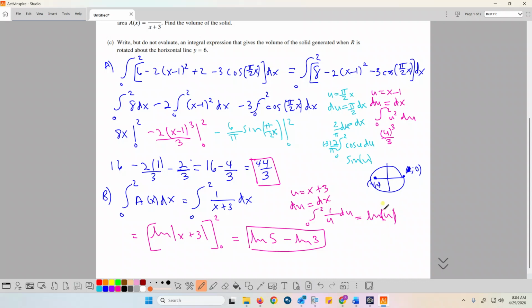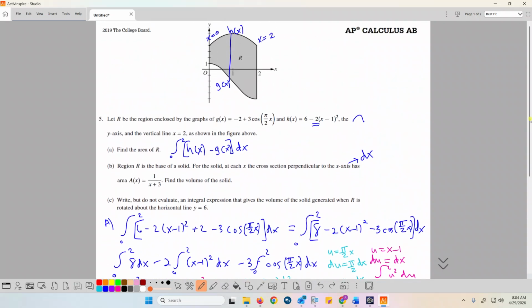It says, write, but do not evaluate an integral expression that gives the volume of the solid generated when R is rotated about the horizontal line y equals, I'm sorry, y equals 6. So where is that? 1, 2, 3, 4, 5, 6. All right, so let's keep this pink alive, right? Okay, and then this is the rotation of the line y equals 6. There we go. So as this thing rotates around, we're creating this solid, right?